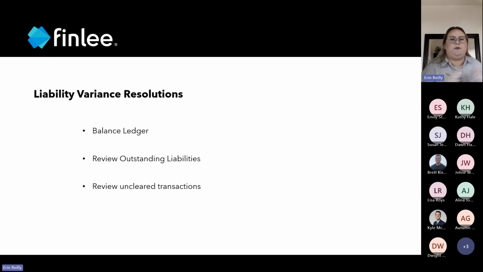Let's say you get a variance, and you have no idea what the variance could possibly be. Review and balance your ledger, review your outstanding liabilities, and then I usually even just do this first: review uncleared transactions to ensure there's not something excessive on my ledger that's causing the out of balance. I actually have a specific client example of that, so that will become a little bit more clear as we get to it.